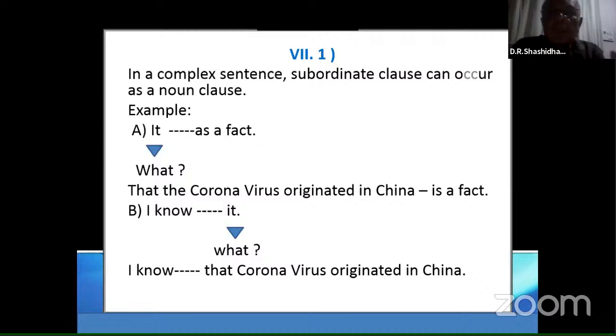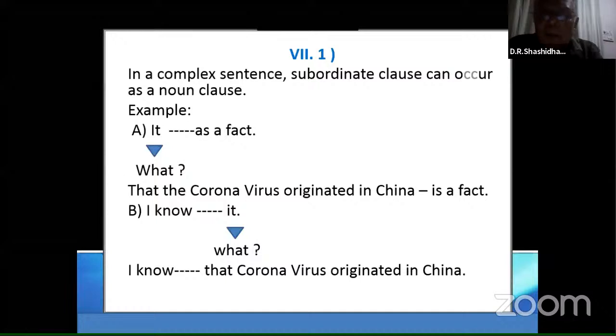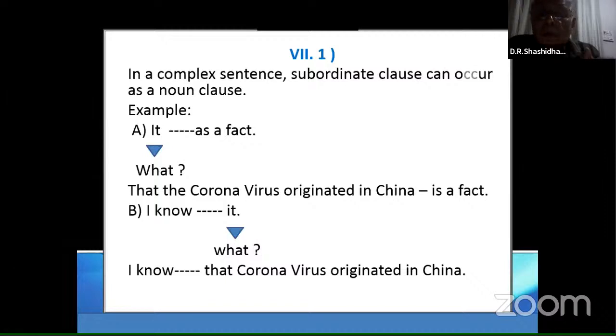See, that the coronavirus originated in China is a noun clause, and that is a fact. I hope all of you get my point. The simple sentence is, it is a fact. What is that it? It is that the coronavirus originated in China. If you go to the next sentence, I know it. What is it that you know? I know the coronavirus originated in China. I hope this is a very tricky item here. I hope all of you are able to follow this.